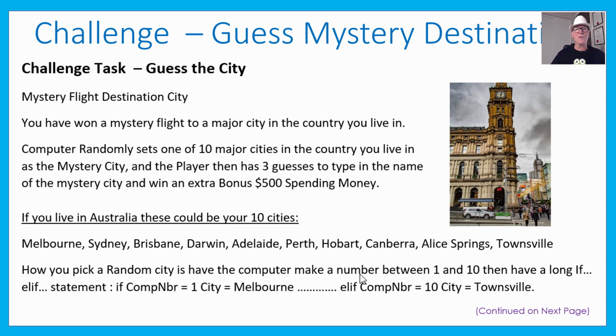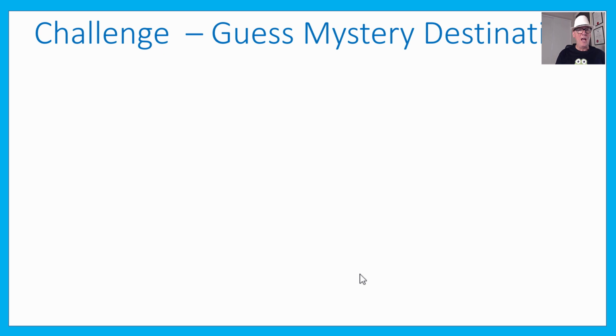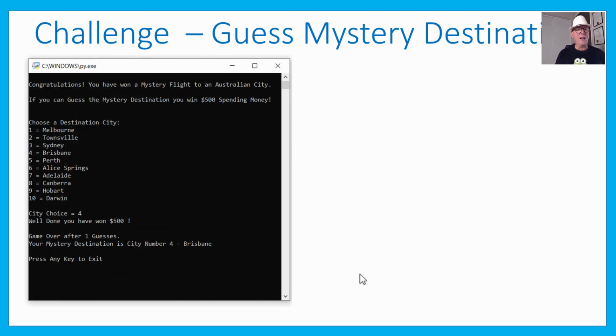And if they do, they're also going to get a bonus $500 spending money for their mystery trip, and they will know the mystery destination. That's the only thing. If they don't guess it, it'll still remain a mystery, and they don't have $500 free spending money. All right, so we'll go into details and give you some hints on how to do that later on. And yeah, this is what it might end up looking like.